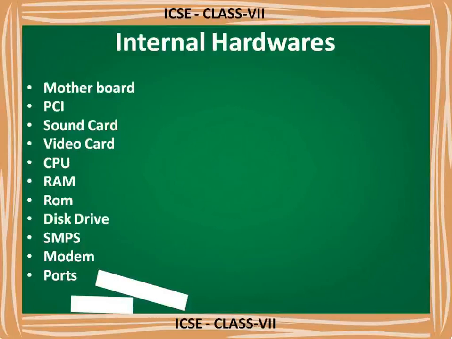Next is RAM. RAM means random access memory. Usually we use RAM when the system gets loaded. When we start the system, all the files from secondary storage devices get loaded to RAM, random access memory. It is a primary memory.